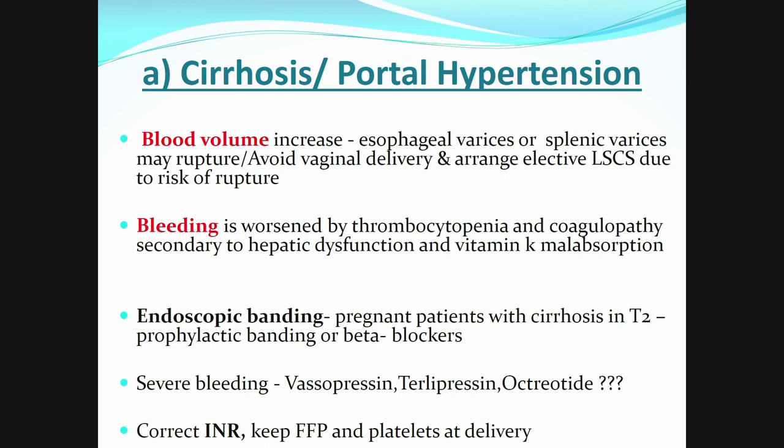And especially during the second stage of delivery, when placental circulation goes back to the maternal circulation. In a woman with a liver problem, the bleeding is worsened by thrombocytopenia and coagulopathy secondary to hepatic dysfunction. So it is good practice to do an endoscopy before getting pregnant, and maybe repeat it in the second trimester. If there are any esophageal varices, we can arrange banding. Though vasopressin, terlipressin, and octreotide are contraindicated during pregnancy, if there's severe bleeding you have to use those to save the mother's life.